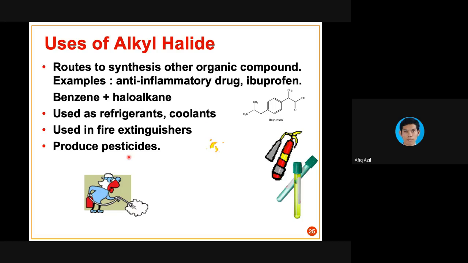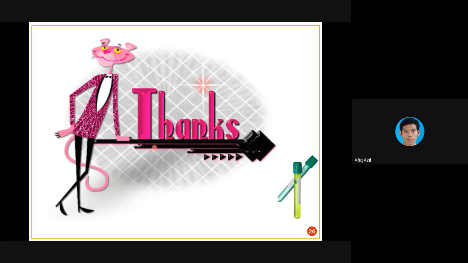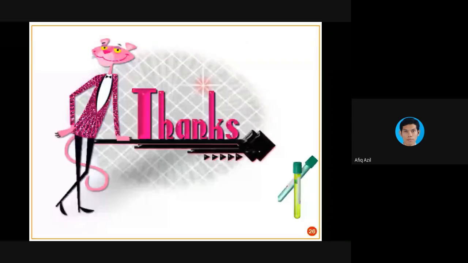And lastly, it can also be used as pesticide, racun serangga, one of the components. Normally in pesticide there is a mixture of other chemicals as well, same like fire extinguisher. So these are some of the main uses of alkyl halide. So that concludes our topic for today.